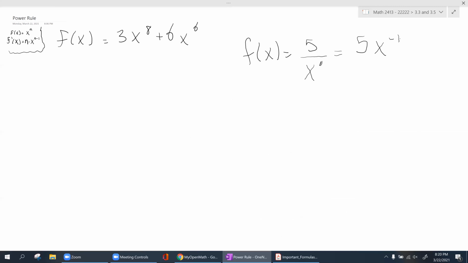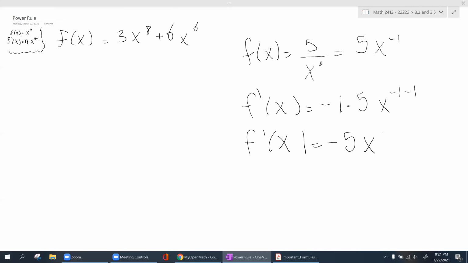I know how to take the derivative of that. I just learned the power rule. So f prime of x is equal to negative 1 times 5x to the negative 1 minus 1. F prime of x is equal to negative 5x to the negative 2. Whenever you're simplifying, you do not want negative exponents, so I would throw that variable back to the bottom. This is just negative 5 over x squared.